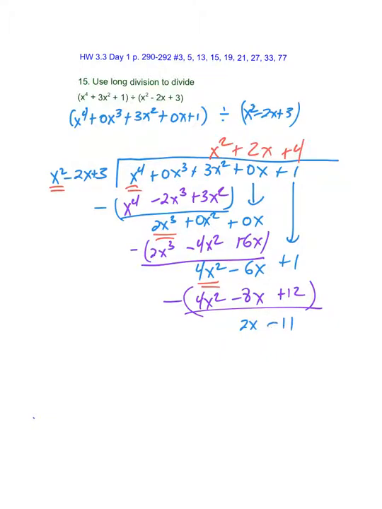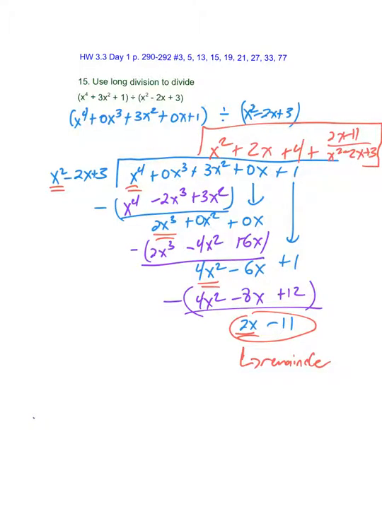Then we say, how many times does x squared go into 2x? It doesn't. This term down here is our remainder. We're going to take the remainder and add it on to the quotient, divided by the divisor, so x squared minus 2x plus 3. So our answer to this problem is x squared plus 2x plus 4 plus the quantity 2x minus 11 over x squared minus 2x plus 3.